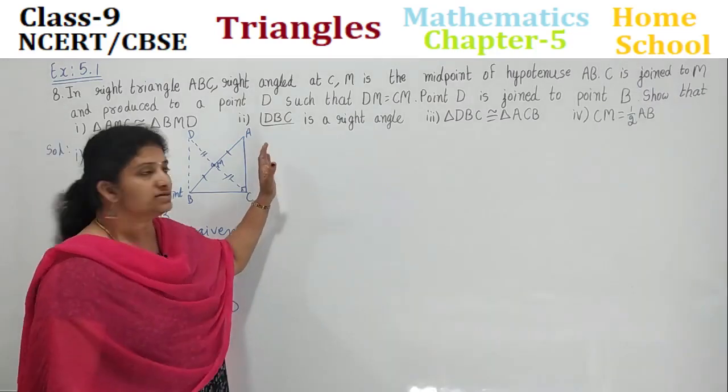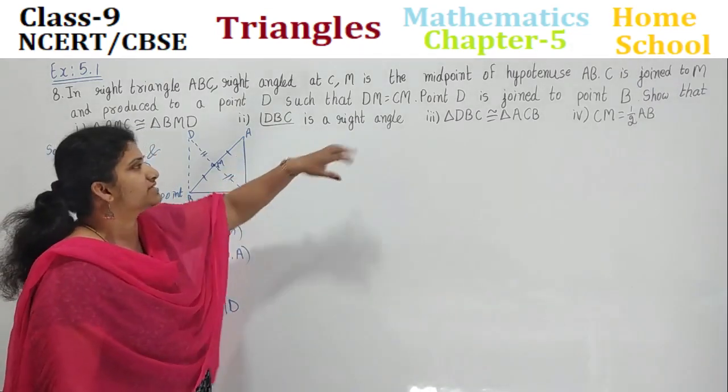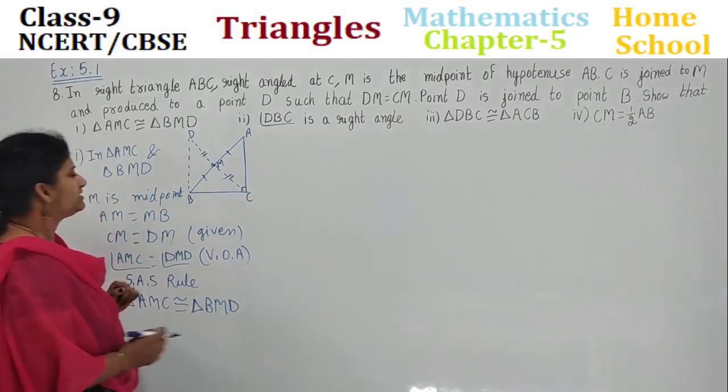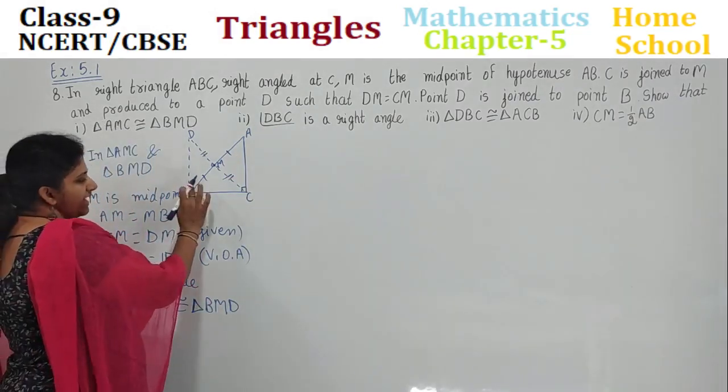Let's start proving the second one. Angle DBC is a right angle. Where is angle DBC, children? This angle is a right angle.